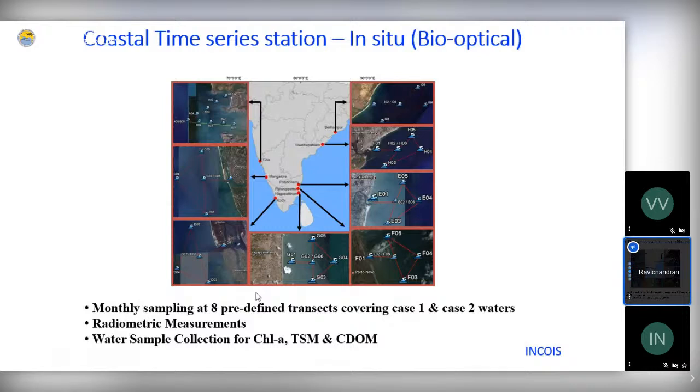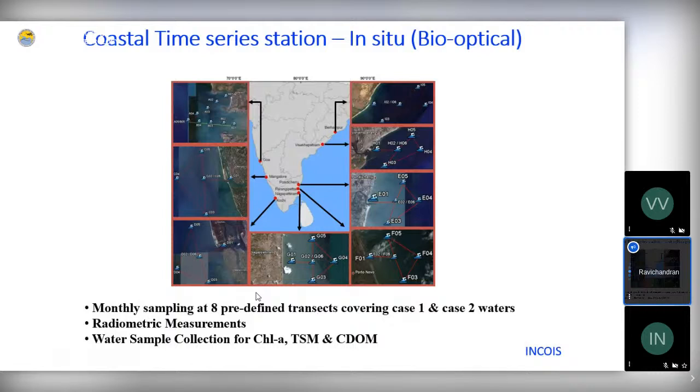All these things are collected exactly at the same time the satellite passes over, especially the ocean satellite, at 12 noon. And they have collected a large amount of data. It is basically the effort of INCOIS as well as the universities working together. They collected a lot of data for validation of satellite products for case one and case two waters. This actually is a very innovative program. I personally feel that this has to be expanded much more.